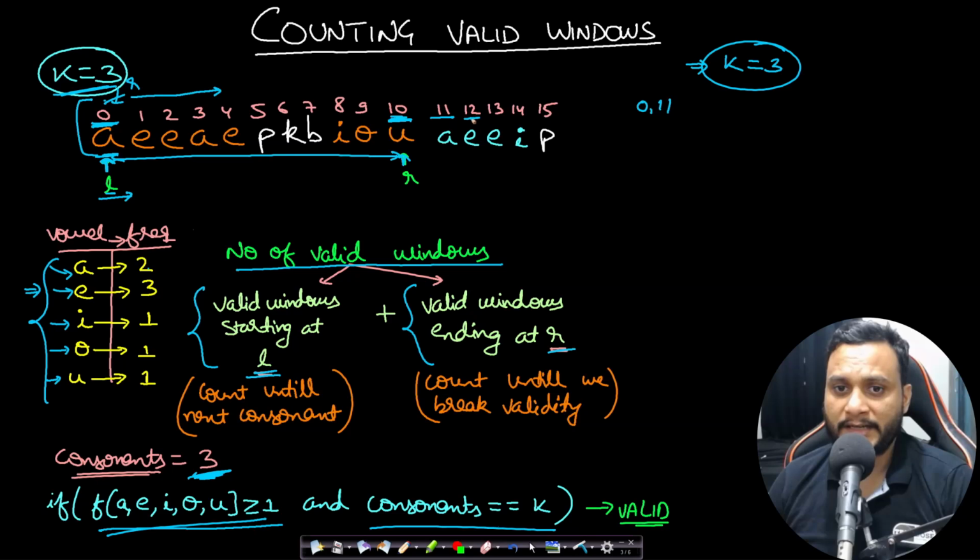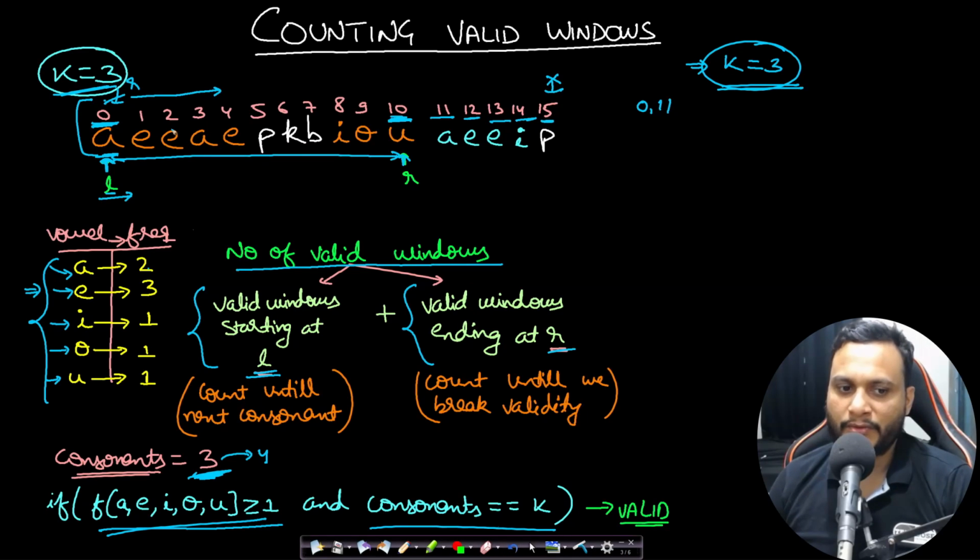Now check out the next item, 12. Again it is a vowel, so there will be no problem from 0 to 12 because you are increasing the frequency of vowel. 13 will be fine, 14 will be fine, but 15 will be where you create an issue. Because if you include 15, then the consonant count will become 4, and so the window will become invalid because there is a strict rule of maintaining k consonants.